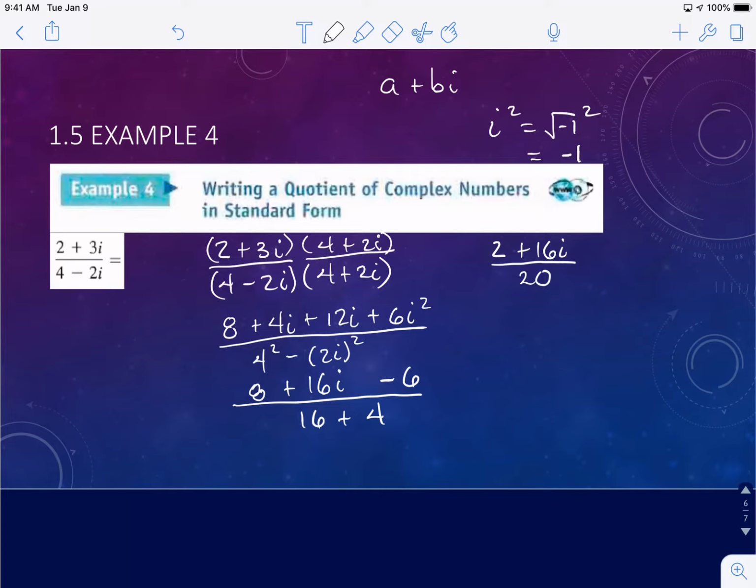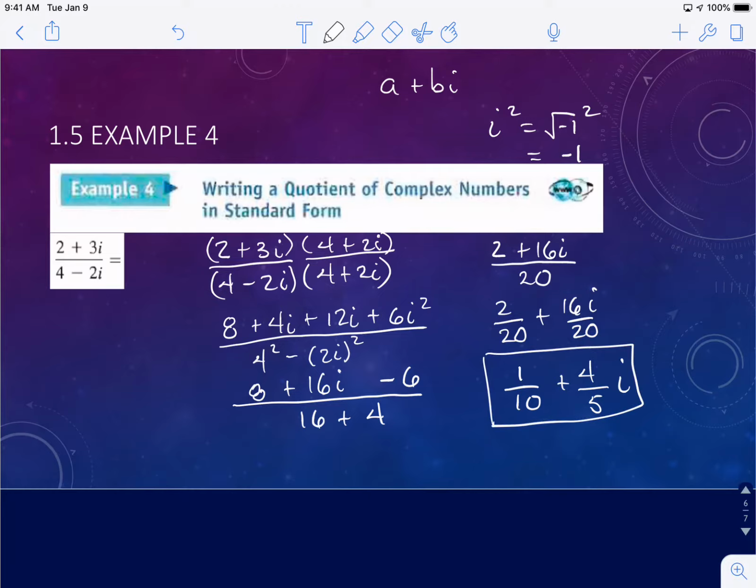And now what we can do is we can actually just break this up into 2 over 20 plus 16i over 20. Let's see, that reduces the first part into 1 over 10, and the second part into 4/5, and then there's the i. So there it is. It's in standard form now. And that is our quotient of complex numbers rewritten to be represented in standard form.